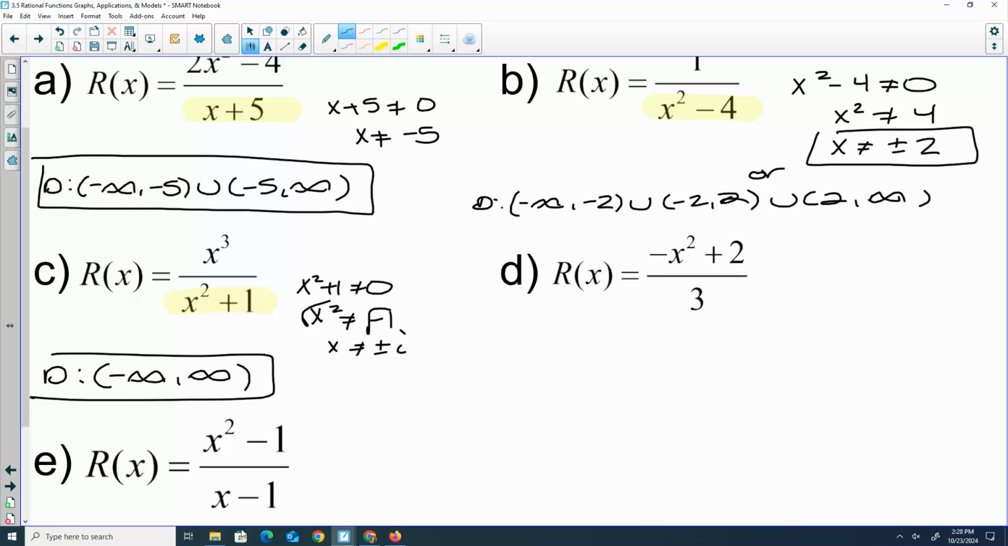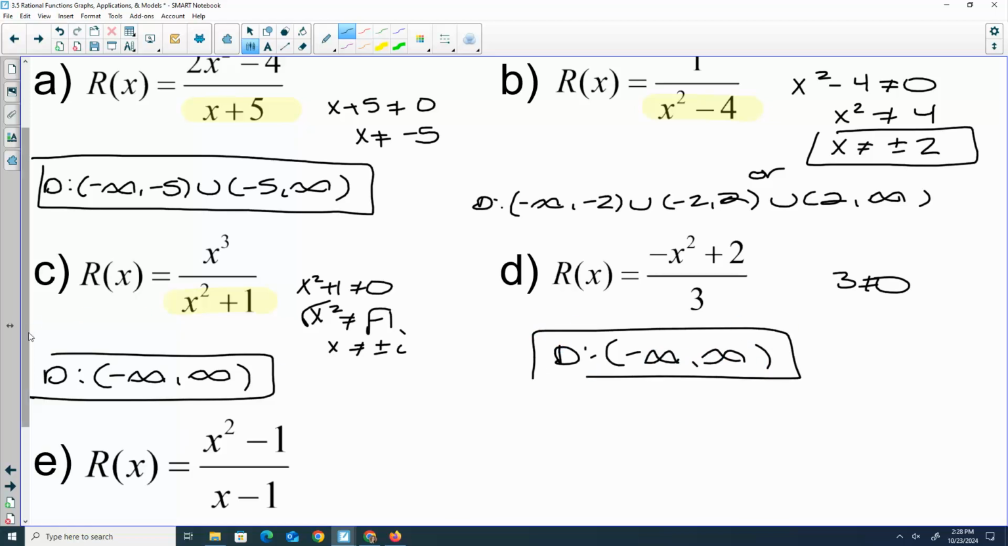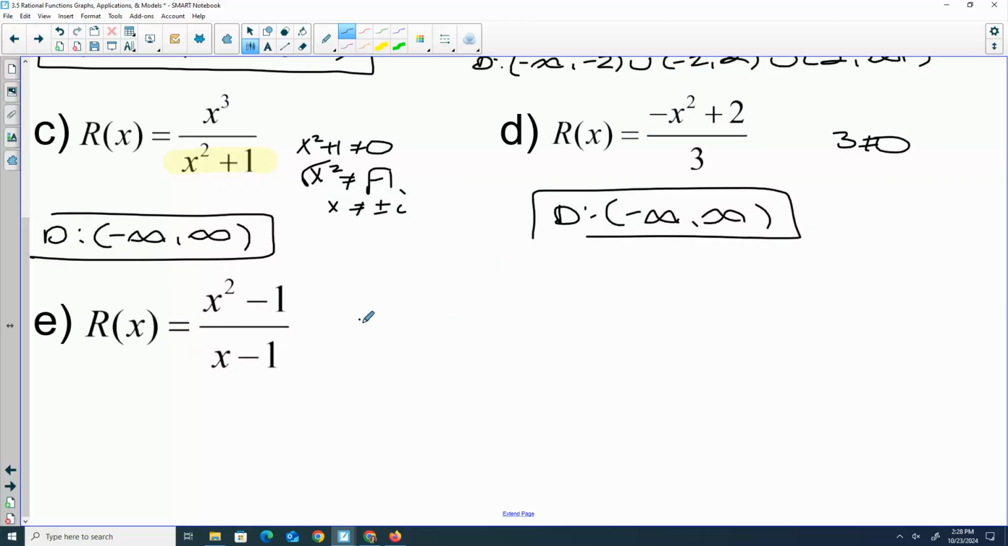When I look at D, my denominator is just 3. Does 3 ever equal 0? No. So if the denominator is never 0, what does that mean? E. x minus 1 can't be 0, so that means x can't be 1. So just one value, you can give me that interval, what would it be?